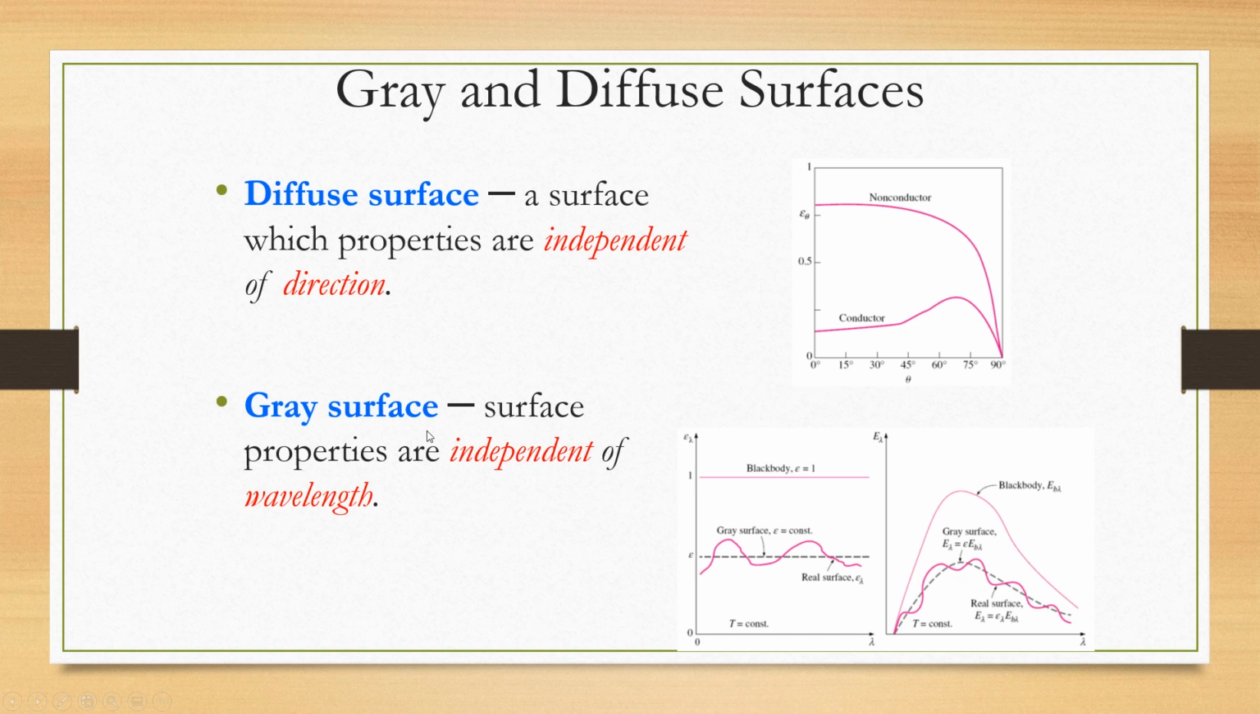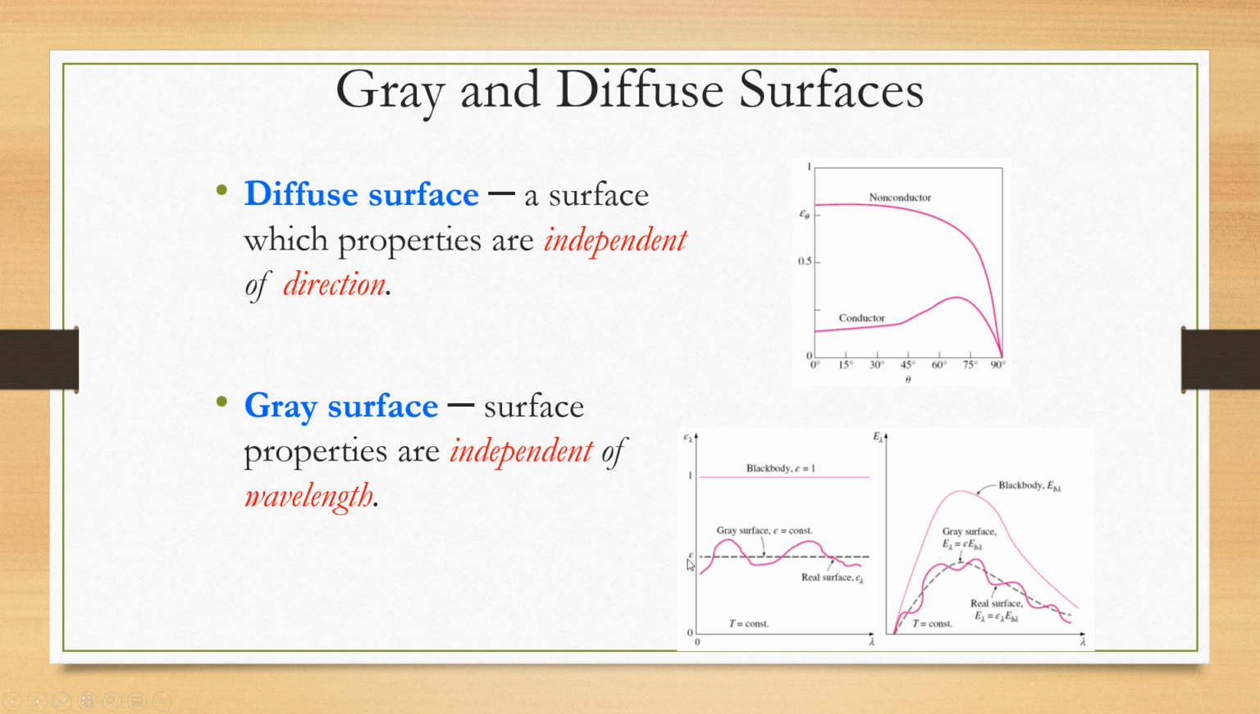For the gray surface, the surface properties are independent of wavelength. From here we know that a diffuse surface is independent of direction, whereas a gray surface is independent of wavelength. The explanation is the same: as lambda increases, epsilon stays the same, and epsilon represents the emissivity.